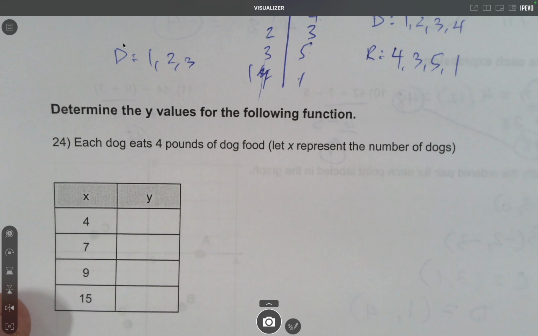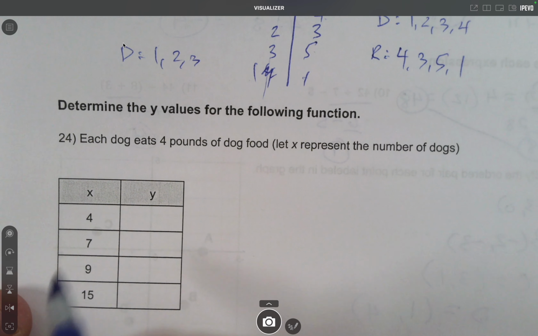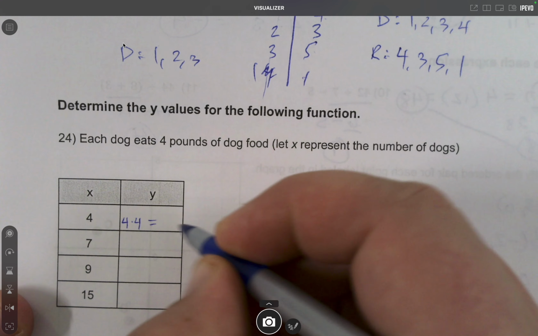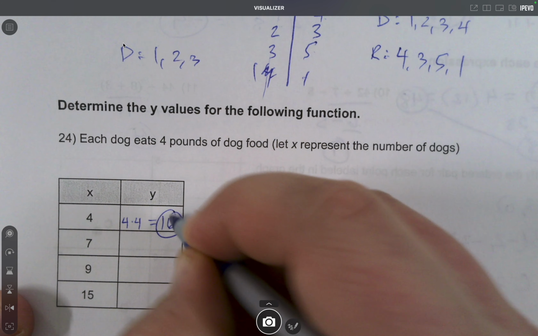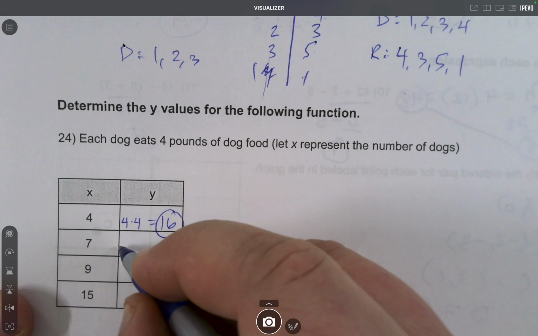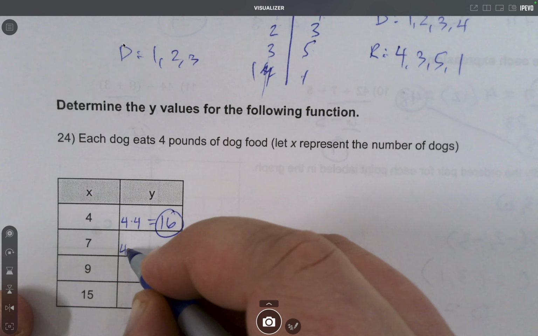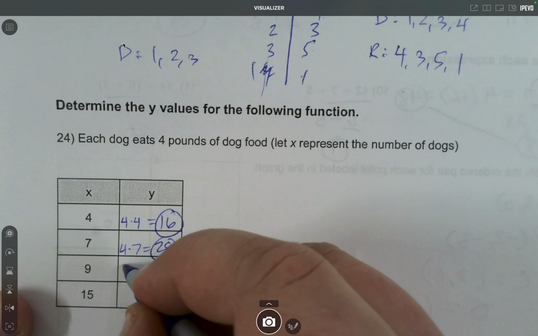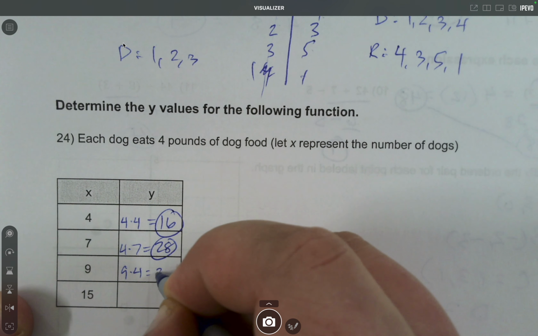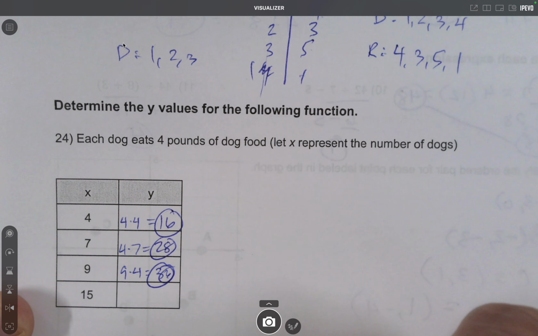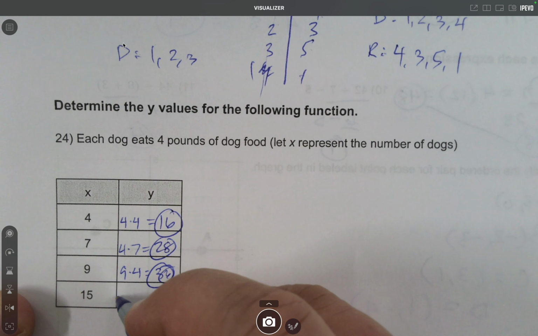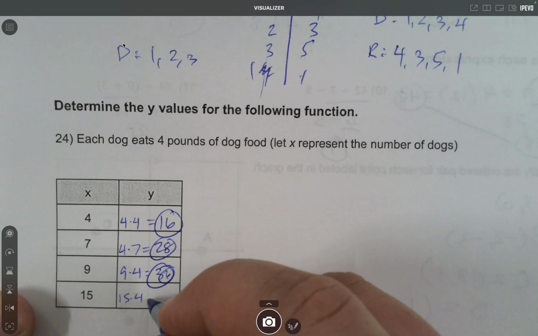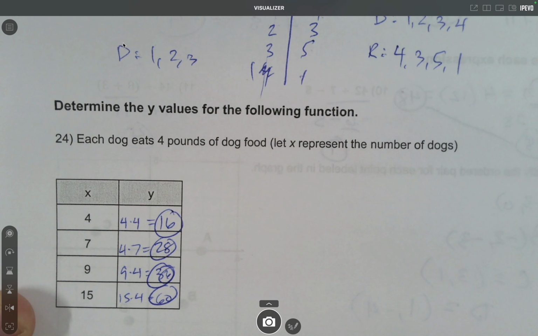24. Each dog eats 4 pounds of dog food. So if you have 4 dogs, you have to multiply 4 dogs times 4 pounds. You need 16 pounds of dog food. You have 4 pounds times 7 dogs, 28 pounds. 9 dogs times 4 pounds, 36 pounds. And 15 times 4, 15 dogs, 4 pounds each, 60 pounds.